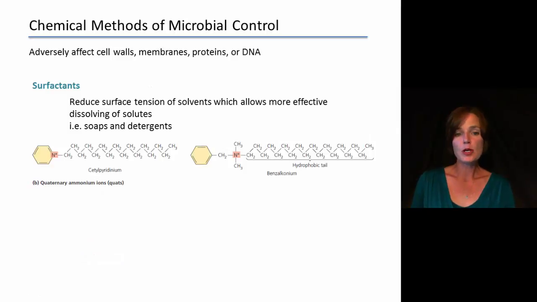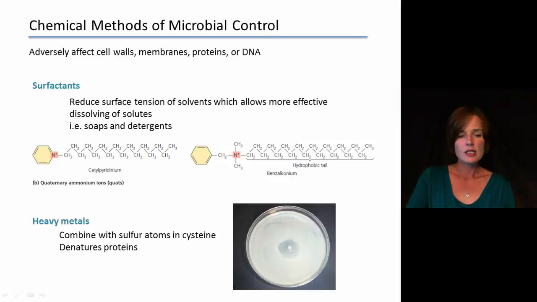Surfactants are capable of reducing the surface tension of solvents, and if we reduce the surface tension of solvents, this is going to allow for more effective dissolving of solutes. This is what soaps and detergents do. And what you're seeing here is just two examples of what we call surfactants.